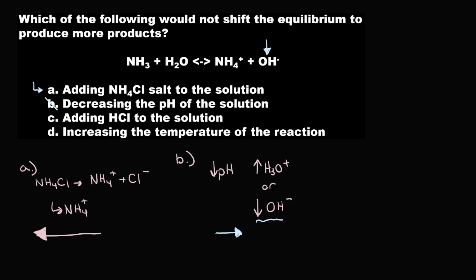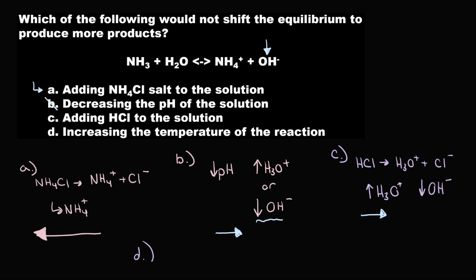Let's go to letter C. Letter C is talking about adding HCl to the solution. When we add HCl into the solution, this is one of our strong acids, so we know it completely dissolves and forms H3O+ and Cl- when it adds to water. There is no Cl- within our equilibrium, so we don't have to worry about it, but we are increasing the concentration of H3O+. And this is the same thing as letter B because we're decreasing the pH. So really we're going to have a shift towards the right as well, because decreasing our pH by adding H3O+ is the same thing as decreasing OH- concentration.